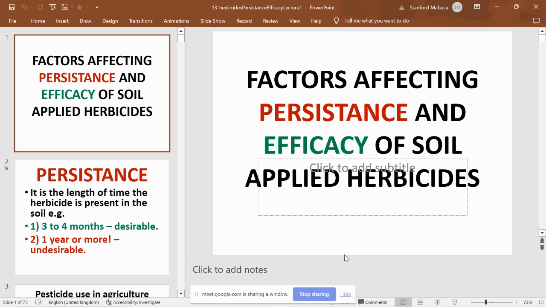So we are going to talk about factors affecting persistence and efficacy of soil applied herbicides. There are two things. When we have applied our herbicides to the soil, we want to find out whether they will work, whether they will control weeds. If they control weeds, we also want to find out whether they don't have residual problems. We don't want these herbicides to stay too long in the soil so that they may interfere with our crop rotations.